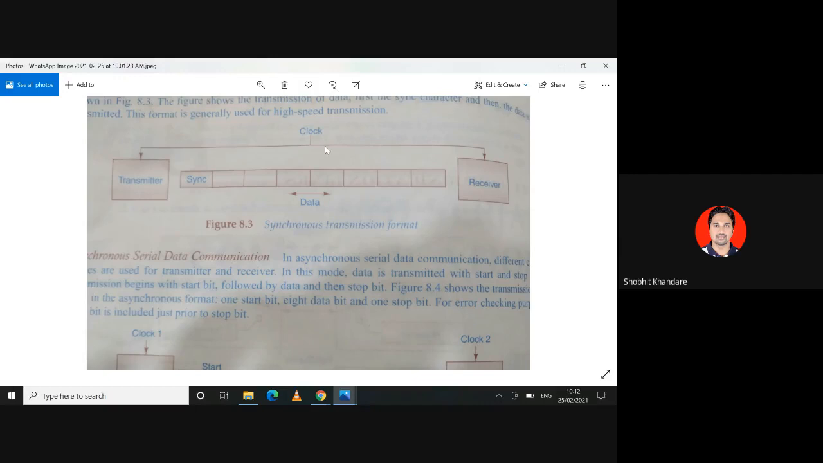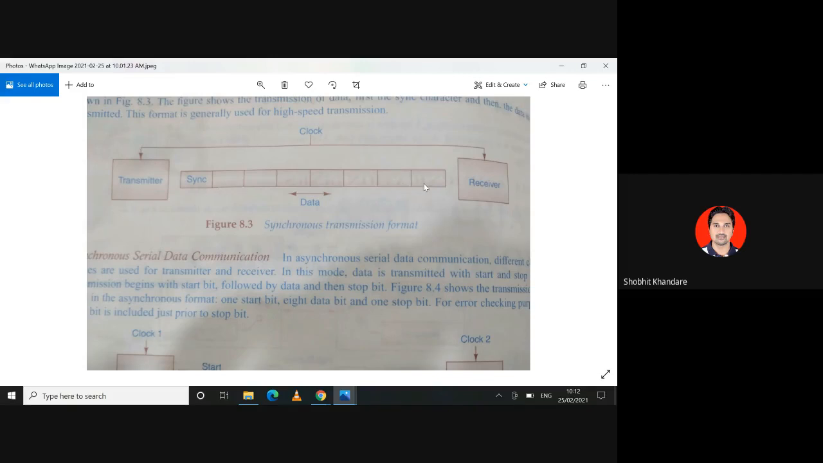So we have a clock. Along with the clock, the same clock which is given at the transmitter and the receiver, we also have to have a synchronization character. The significance of this synchronization character is that when the transmitter is transmitting the bits along with the 7 bits, if it is transmitting a sync bit, the receiver will also come to know the last bit which is received. Before that, the data is there.